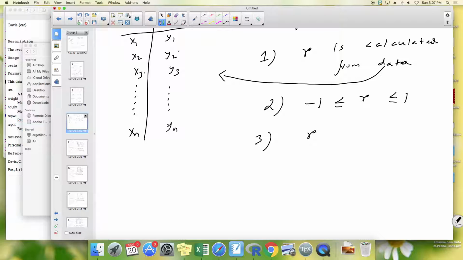So if R is positive, the direction is positive. If R is negative, the direction is negative.